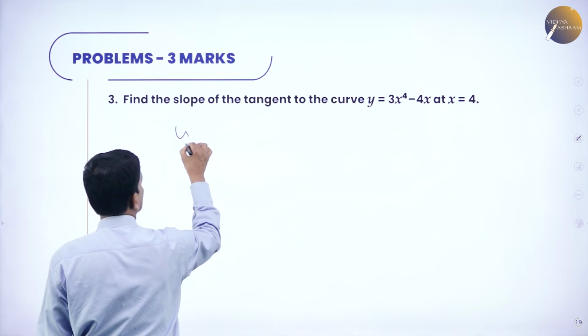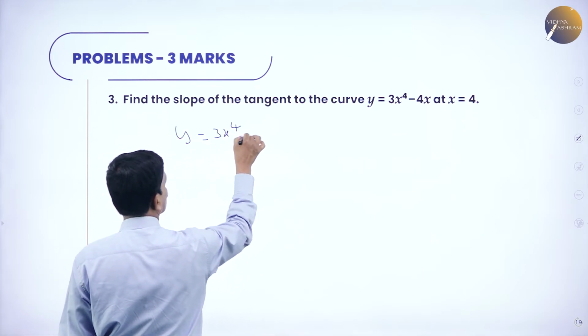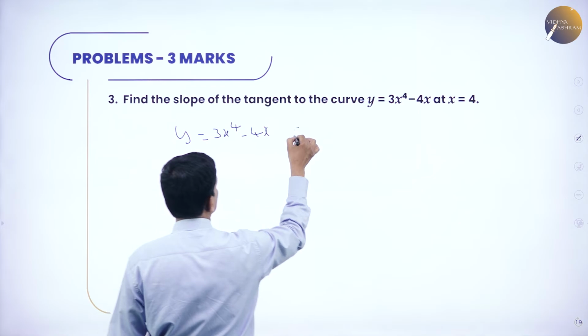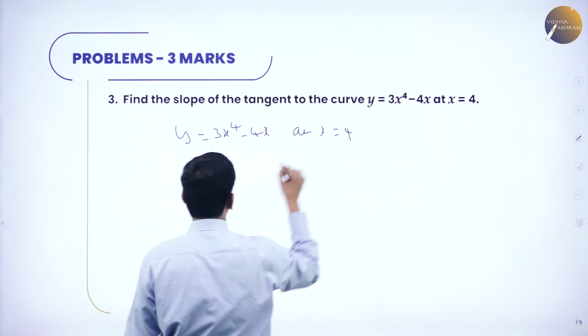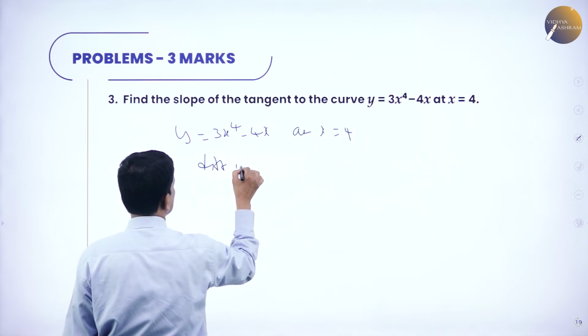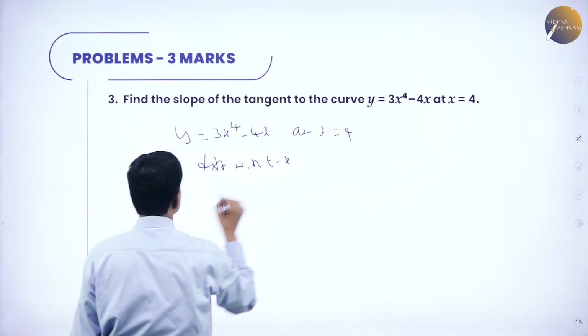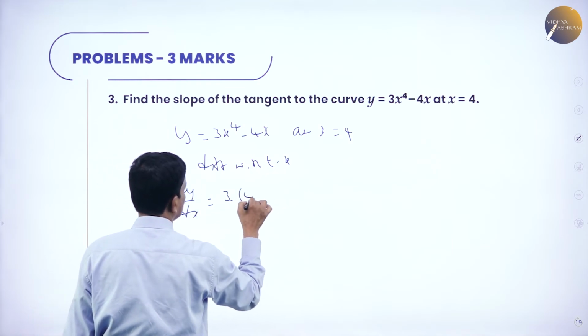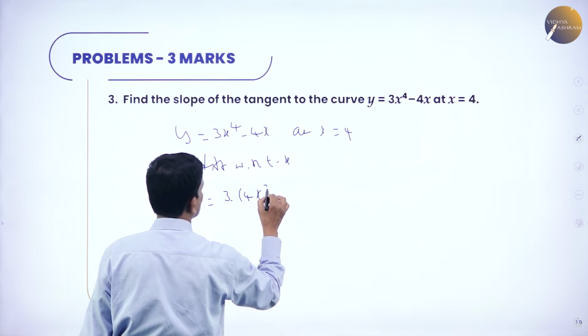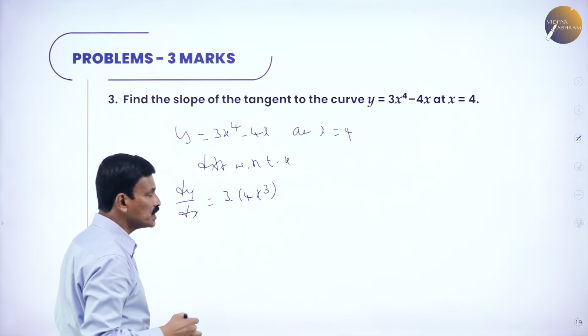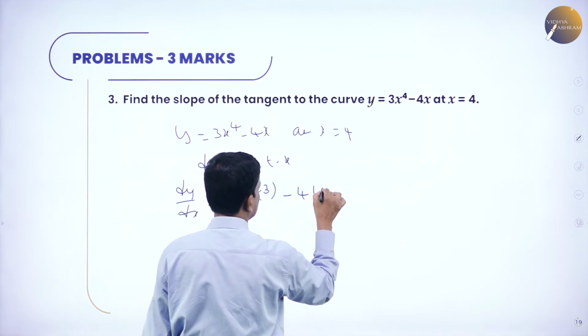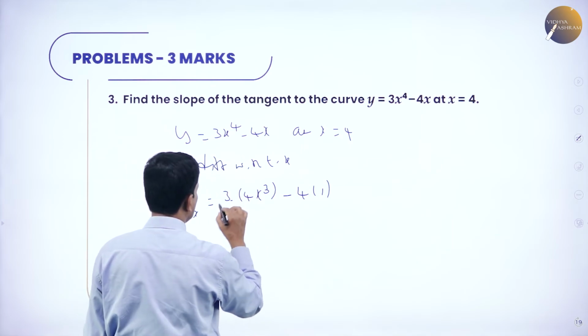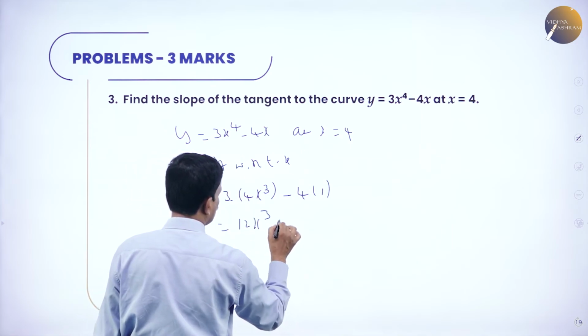Now, what is given? y is equal to 3x to the power of 4 minus 4x at x is equal to 4. Now, differentiate this. Differentiating with respect to x, what we will get? dy by dx is equal to 3 into differentiation of x to the power of 4 is 4x cube, minus 4 into differentiation of x is 1. This is 4 3s are 12x cube minus 4.